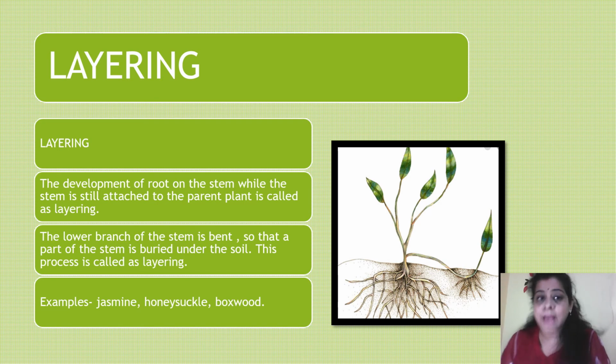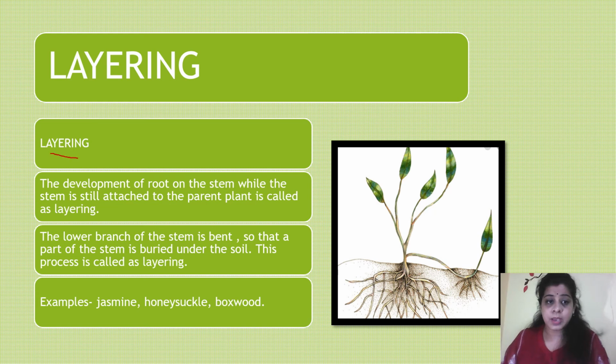Next is layering. Actually, layering is artificial asexual reproduction. It is not a natural way of reproducing. But we are discussing it here because we have already discussed how plants reproduce from stems in asexual reproduction. Layering, although not a natural way of asexual reproduction, is man-made, or you can say human. It requires some effort by humans for asexual reproduction.